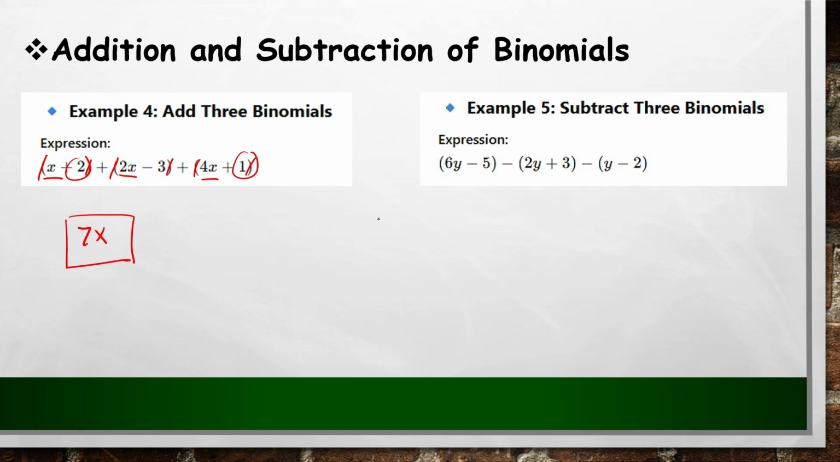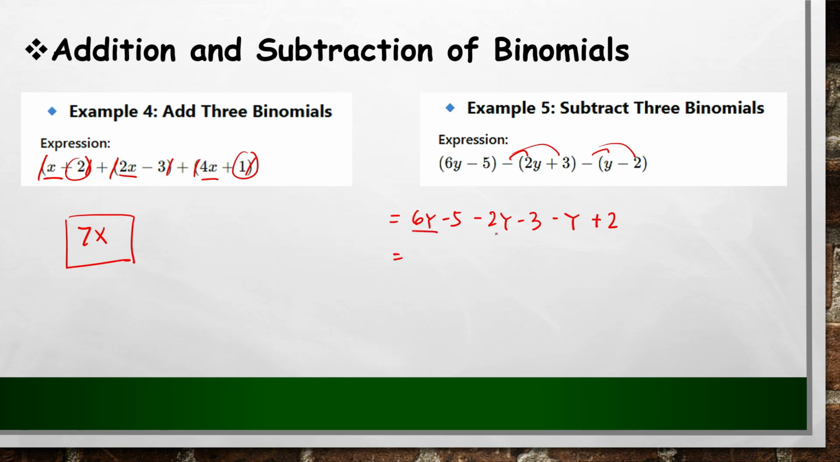Okay, so here we cannot just get rid of the parentheses just like what we did in the fourth example. We can do that in the first binomial though. So 6y minus 5, just copy that. For the second one, to eliminate the parentheses, we have to distribute the negative sign. So this will be negative 2y minus 3. And then for the last binomial, since again the operation here is subtraction, we need to distribute that. So that's negative y plus 2.